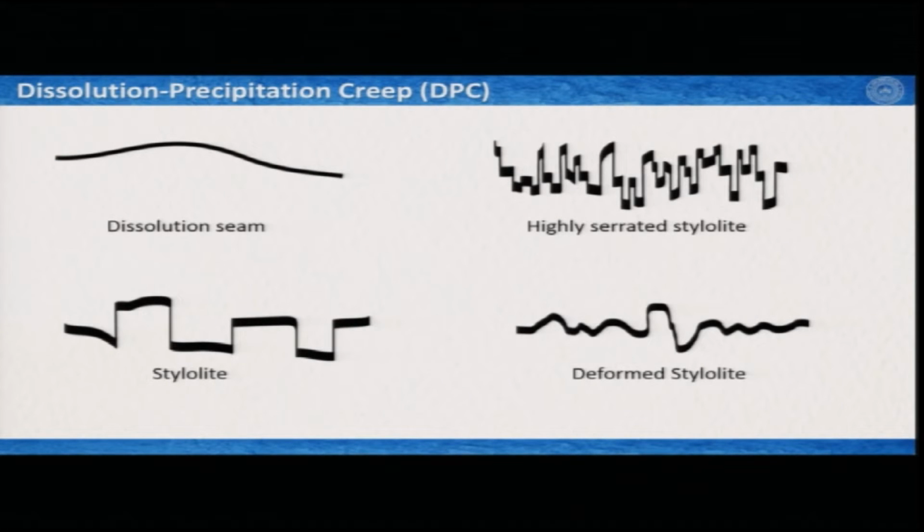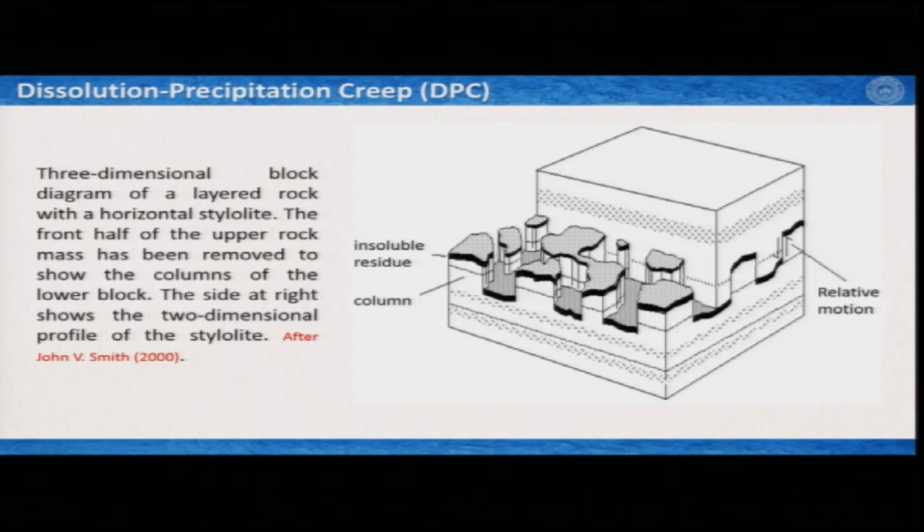Now, if it happens on a surface, initially we develop some sort of a plane which is known as a dissolution seam. So, you have one grain here or one area here, and then another area here, they just compress each other, and a dissolution seam forms, along which the materials get dissolved. And sometimes when you go to higher pressure, this seam tries to slip along this line, and then it develops a structure we call a stylolite, and if it happens in a very dense way, we call this a highly serrated stylolite. This stylolite can also get deformed, and then we call it a deformed stylolite.